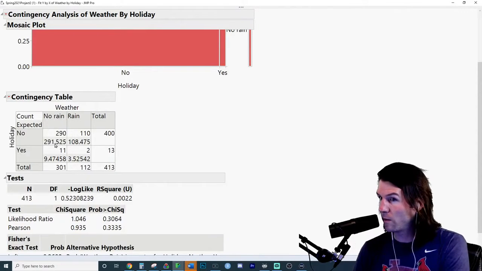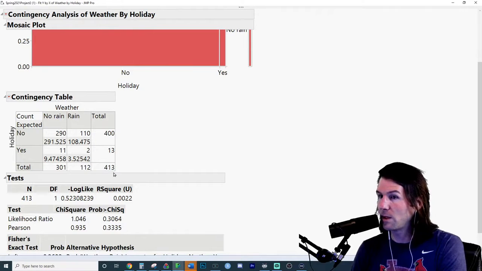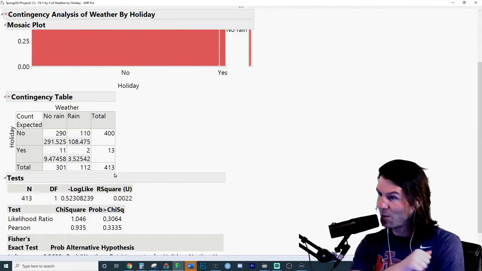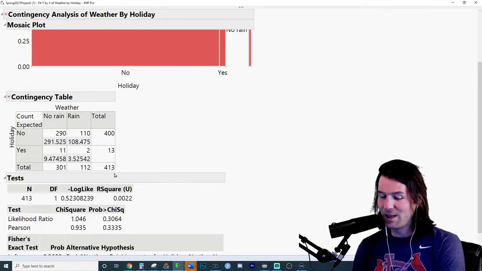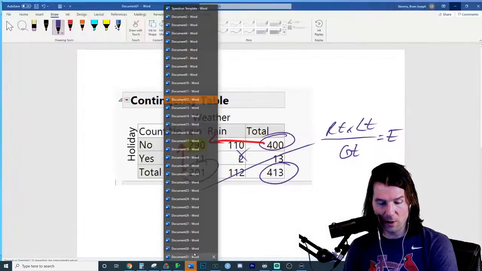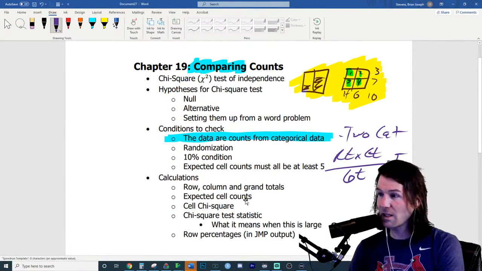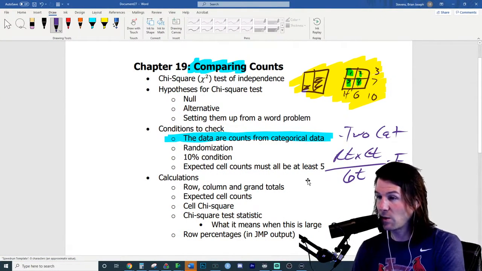It is 291.52. That is 400 times 301 divided by 413. So double check your work right there. Practice, and get it down. Perfect. The next thing we should be calculating should be a chi-squared, I would assume. Expected cell count we just did, and the chi-squared is what we're going to do next.